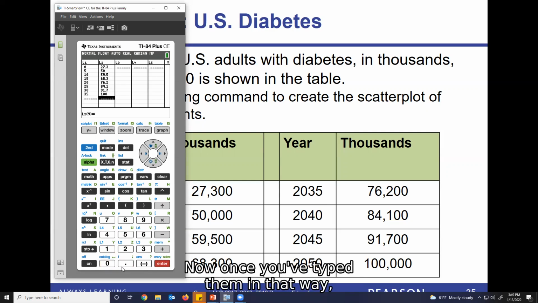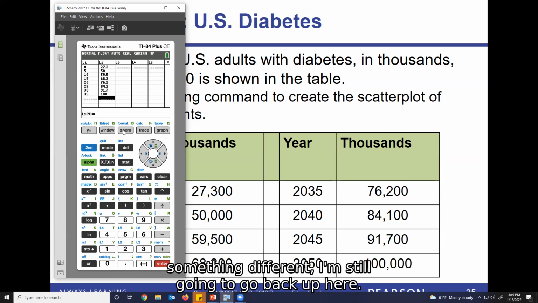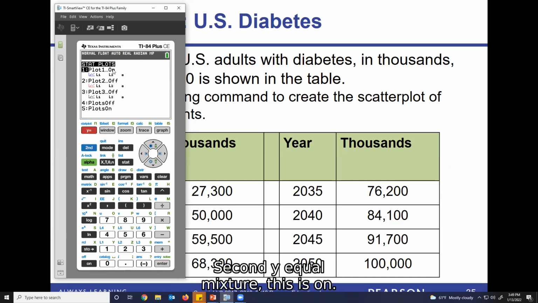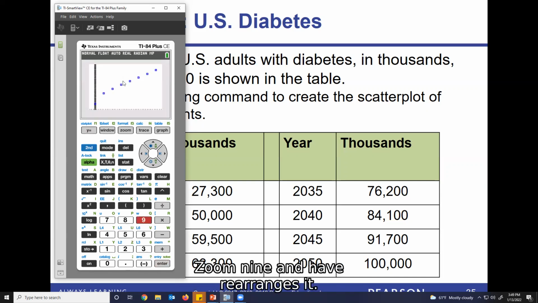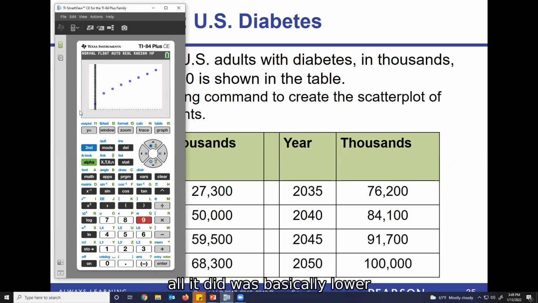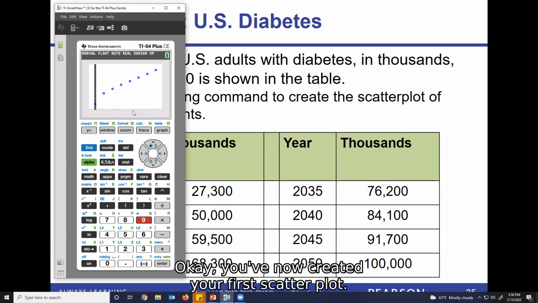Now, once you've typed them in that way, you'll notice that, again, even though I've changed my list 2 to something different, I'm still going to go back up here, second y equal, make sure this is on. If it's on, you can bypass this stuff and then just go to zoom 9 and it rearranges it. But even though I changed it from the different thousands to this, all it did was basically lower the numbers to make it a little bit more realistic on a graph. Okay, you've now created your first scatter plot.